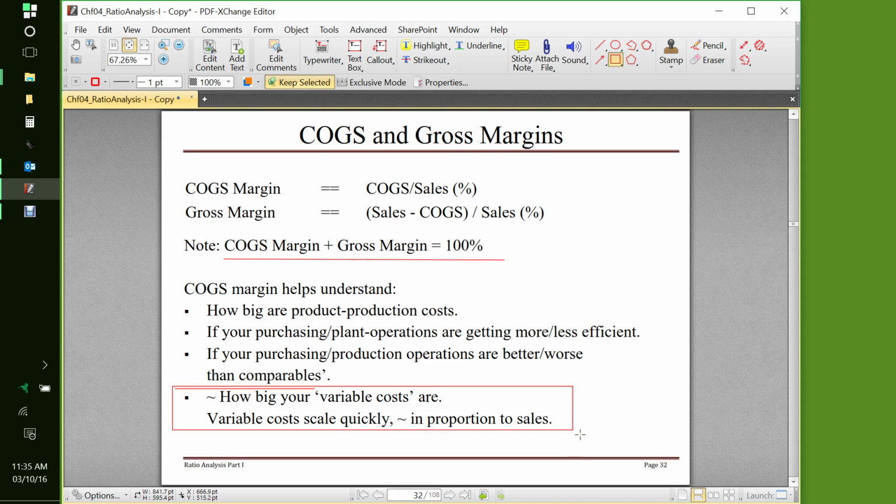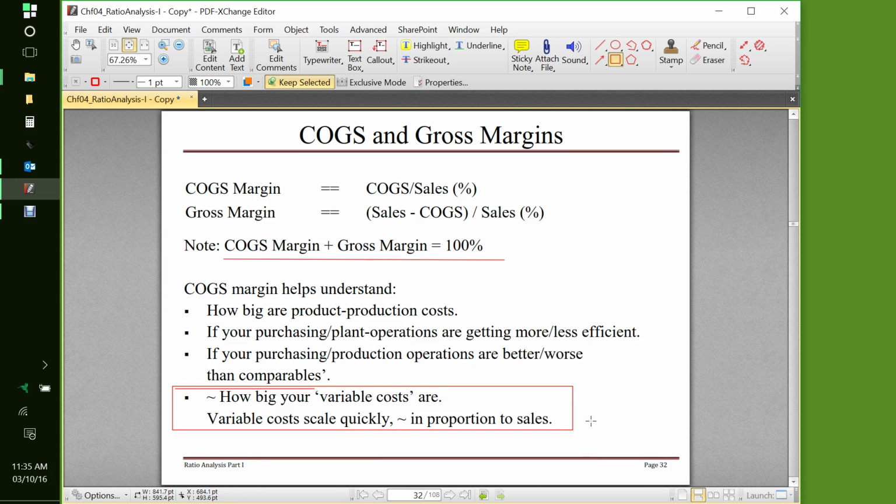Variable costs are costs that scale linearly with your sales, okay? So if you're a Vermont Apple Company, the more trees you have, the more trees you have to spray, the more trees you have to visit to pick the apples off the tree, the more trees you have to fertilize in the spring. So the more trees you have, the more these costs are going to go up on a one-to-one basis with the trees that you plant. Okay, so they go in proportion to sales.